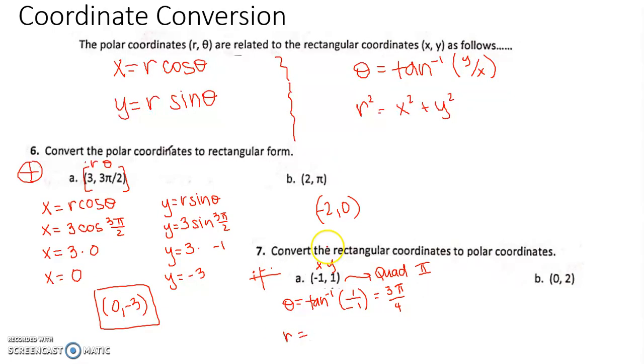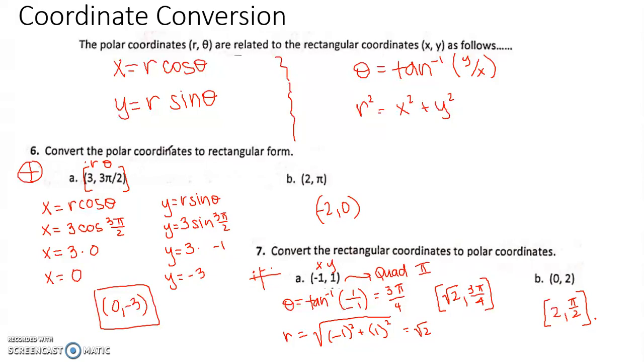For r, again, you could do r squared equals x squared plus y squared, or if you want to go ahead and rewrite it as the square root of x squared plus y squared. Negative 1 squared is 1, 1 squared is 1, so this is the square root of 2. So my r is the square root of 2, so my polar coordinates become radical 2, comma 3 pi over 4. Try b. I got 2, comma pi over 2.